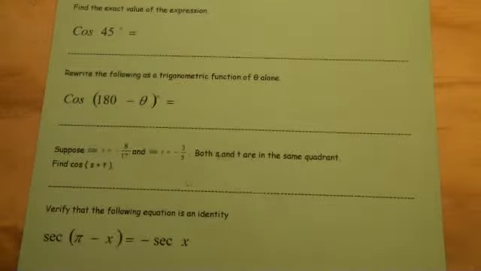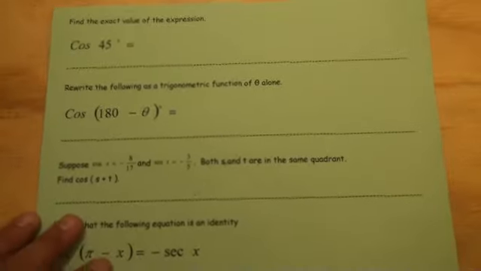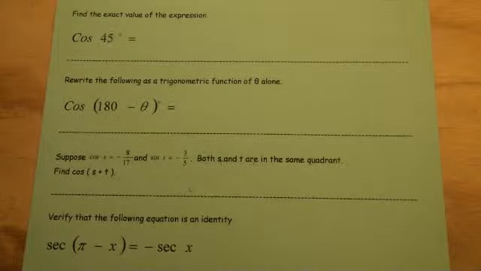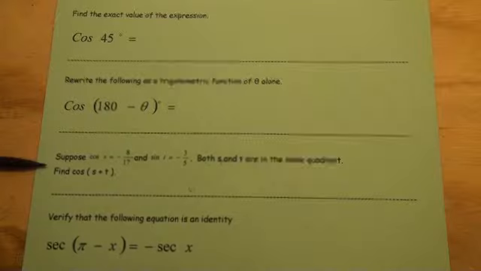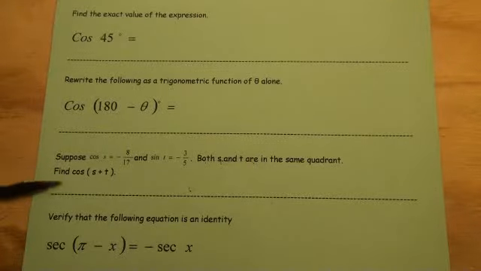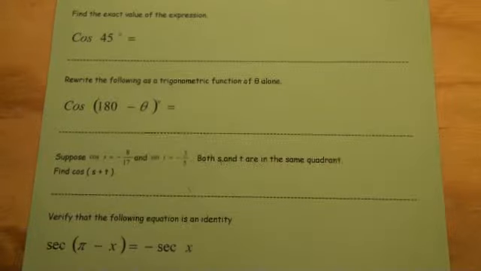All right. Next, let's take a look. Here are the 4 problems we're going to work out in this video. Cosine 45, they ask us to find the exact value. For the second one, we're going to rewrite cosine of 180 minus theta. For the third one, suppose that cosine S is negative 8/17 and sine T is negative 3/5, and both S and T are in the same quadrant. Find cosine of S plus T. And then we're going to verify this last one here, secant.